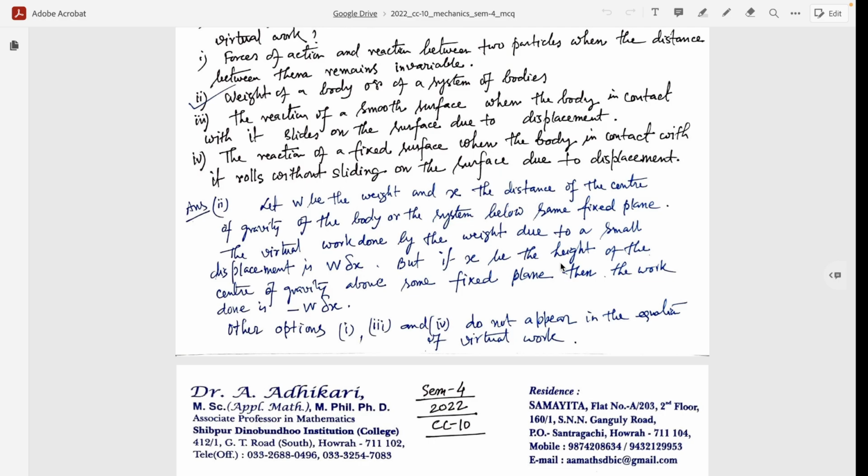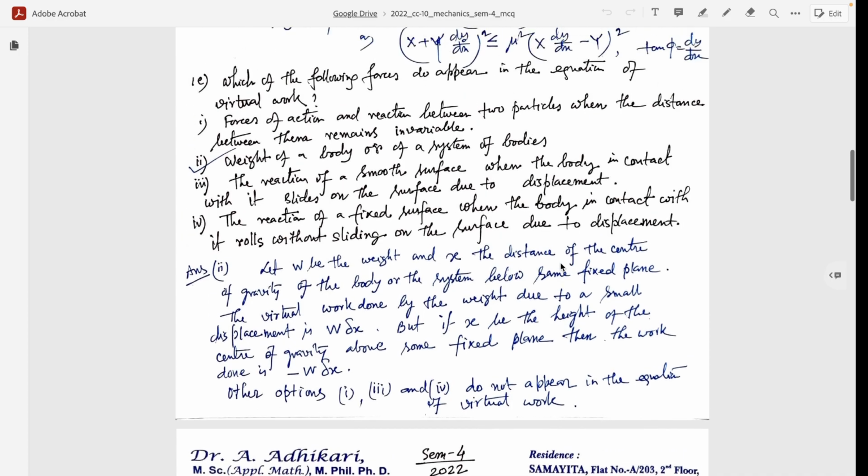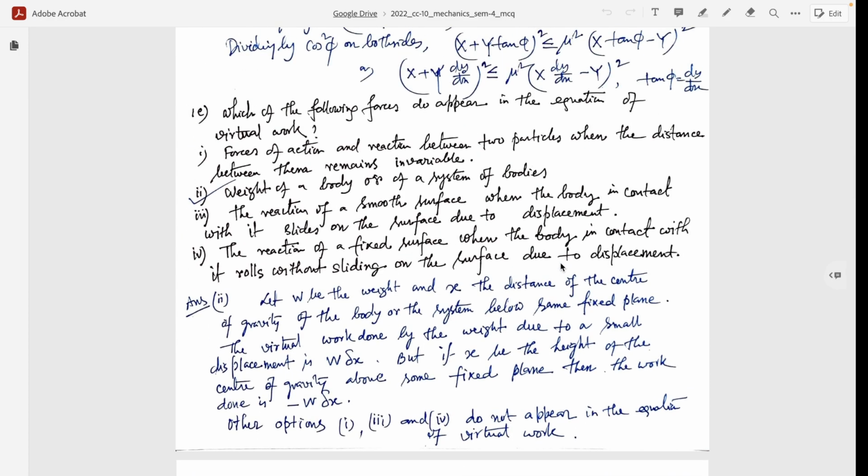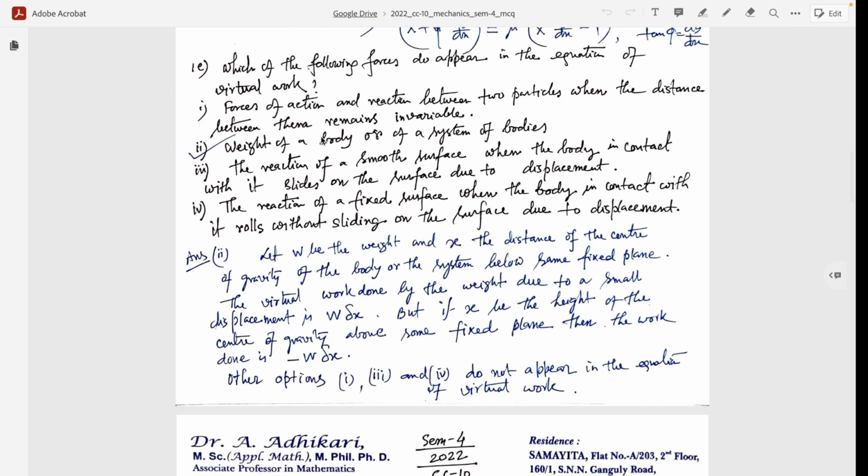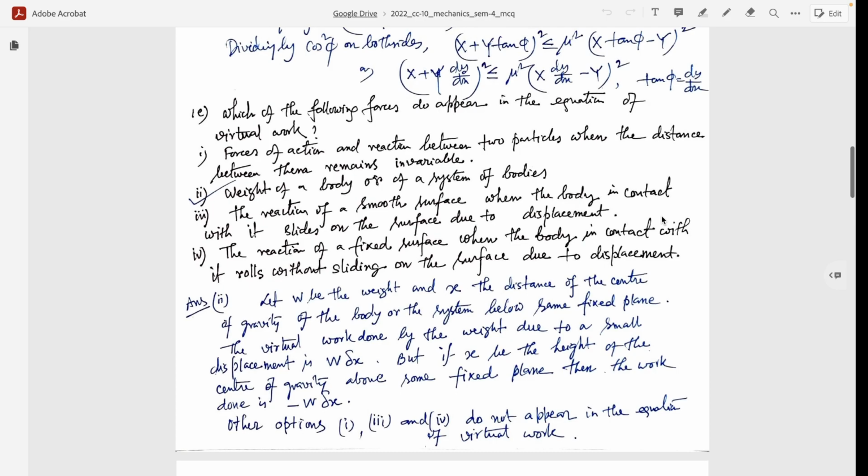So obviously, the weight of a body or of a system of bodies is present in the equation of the virtual work. But the other options do not appear in the equation of the virtual work: the force of action and reaction between two particles when the distance between them remains invariable, or option 3, the reaction of a smooth surface when the body in contact slides on the surface due to displacement, and the reaction of a fixed surface when the body in contact rolls without sliding on the surface due to displacement.